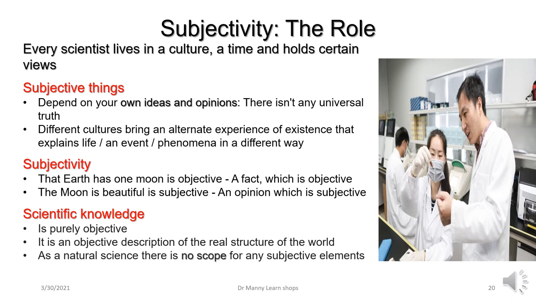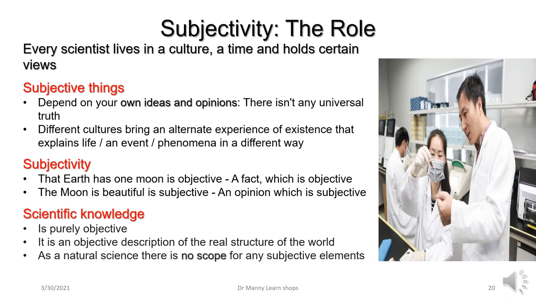The Earth does only have one moon. This is objective. However, if you convert that to a subjective view, the moon is beautiful. However, other people may consider that the moon isn't beautiful at all. They may consider it to be a religious object. They have a different view for everybody.